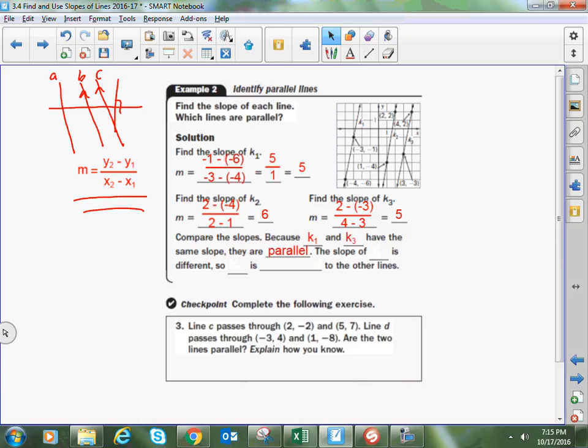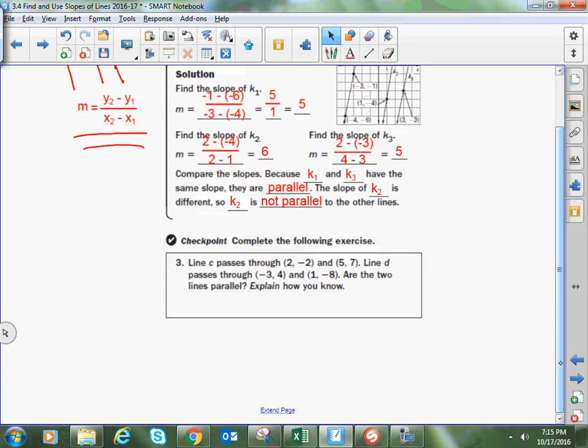we would be able to say that K1 and K3, because they have the same slope, those two lines must be parallel to each other. Since K2 is not the same, it's a different number. It doesn't matter what that number is. It's a different number, so it cannot be parallel to the other lines. We would say they'd probably just intersect at some point.